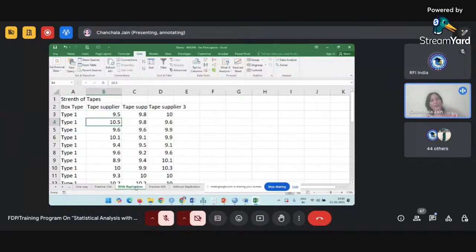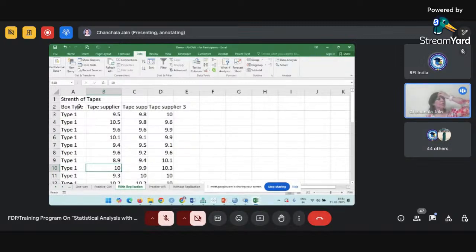Even in the experimental case, replication is possible, right? But when I say without replication, this is generally applicable in case of experimental studies. Clear? Now we will understand with and without replication one by one. So I'm explaining firstly the with replication case.